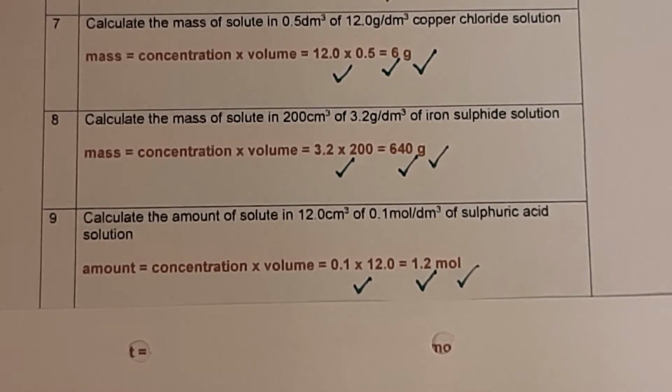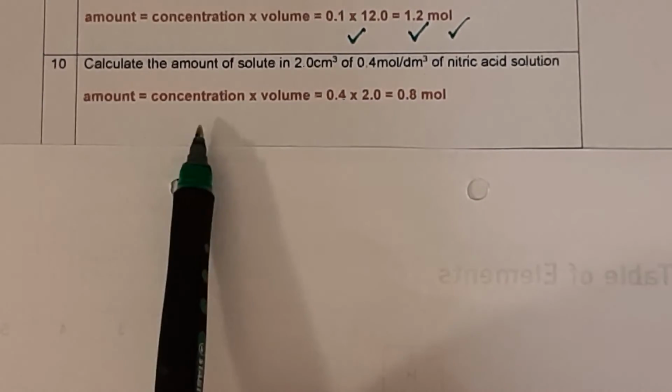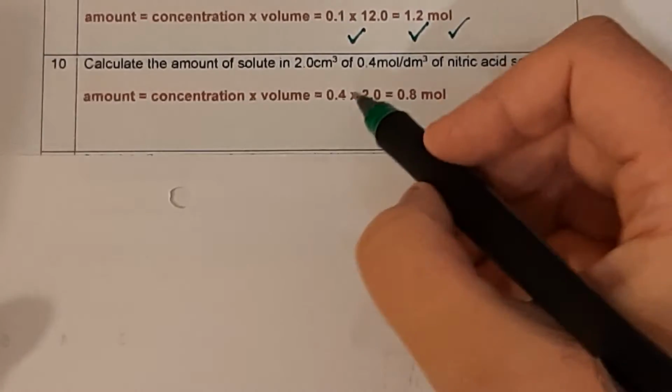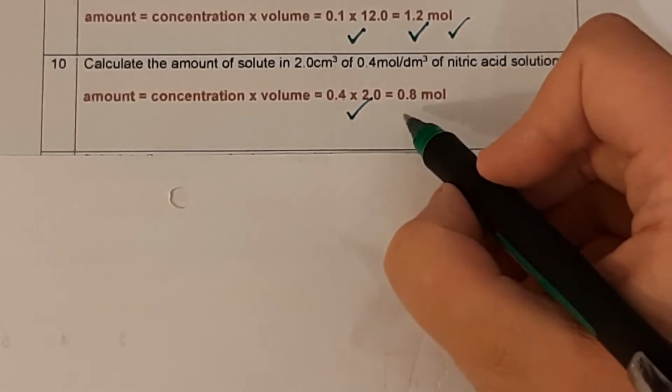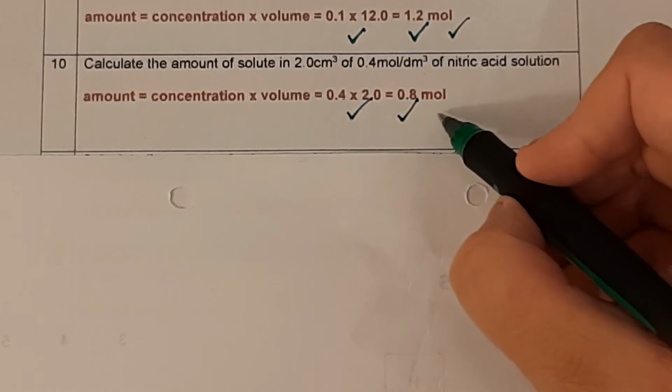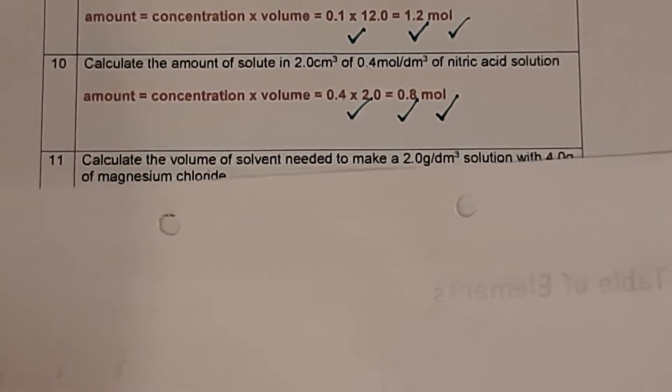Okay, let's move on to question 10. Okay, so this time it's still the same equation. Amount is concentration by volume. So 0.4 multiplied by 2, you get a mark for writing the correct answer, which is 0.8, and you get another mark for giving the amount in moles. So that one's another 1 out of 3.